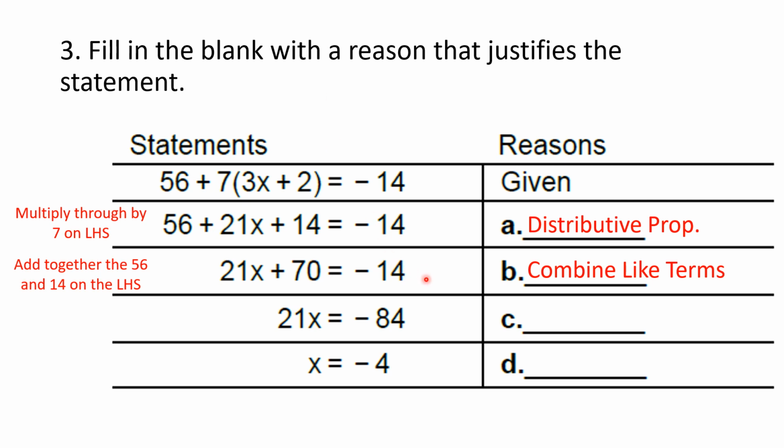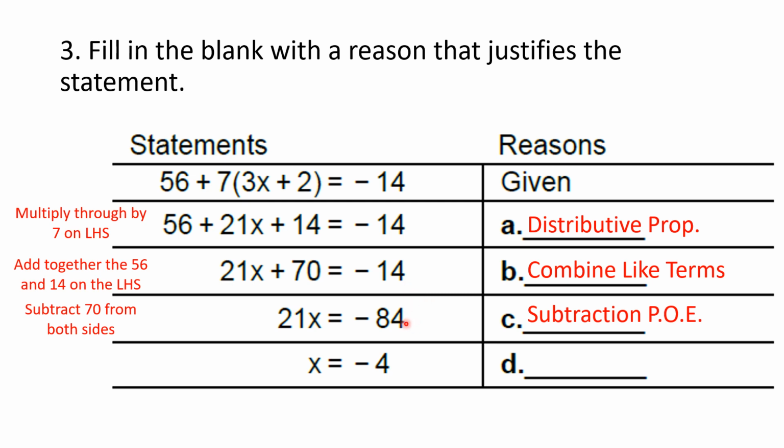Now, from line 3 to line 4, it went from 21x plus 70 equals negative 14 to 21x equals negative 84. So what do you think happened there? We subtracted 70 from both sides, and what property allows us to do that? The property that allows us to subtract the same number from both sides is the subtraction property of equality.